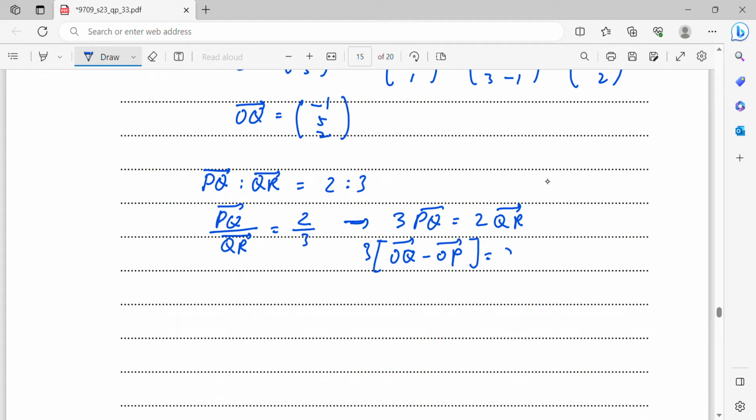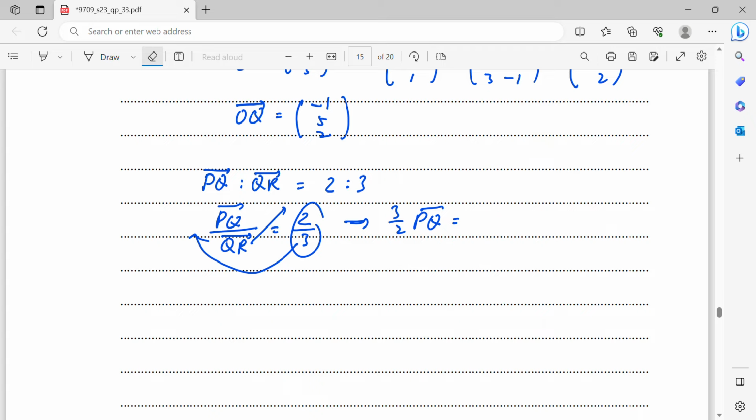Then vector QR is vector OR minus OQ. Or probably I can just move these two down. It will be better, it will be easier. Then no need to solve so many terms. So I need to find OR later on. So this one moves up, and this whole term moves to the other side. It becomes 3 over 2. Okay, this one is easier.